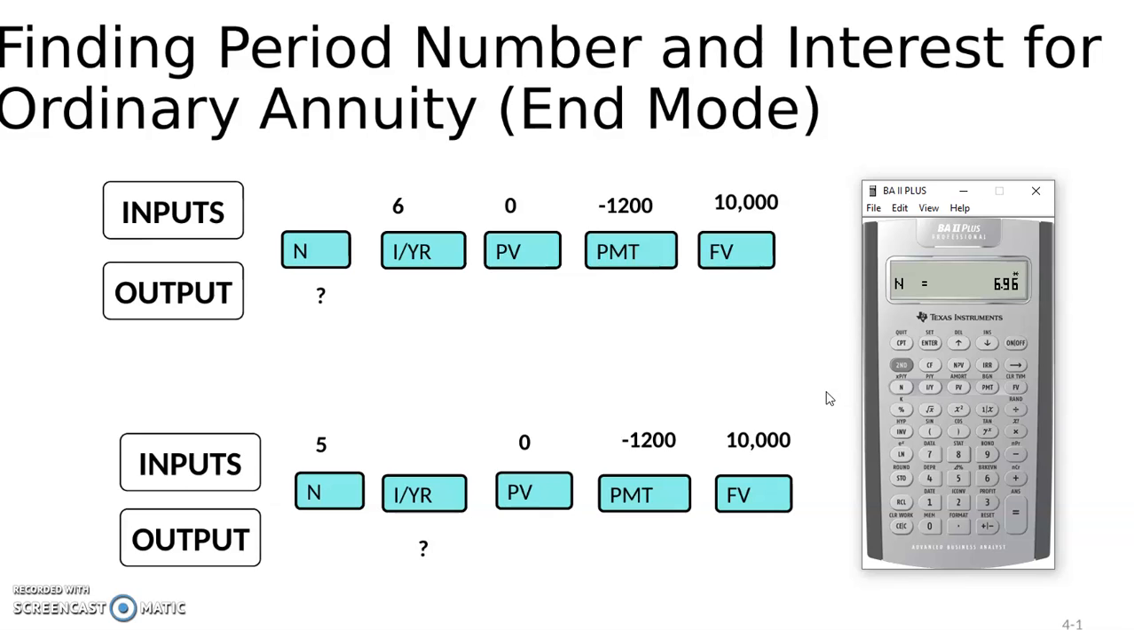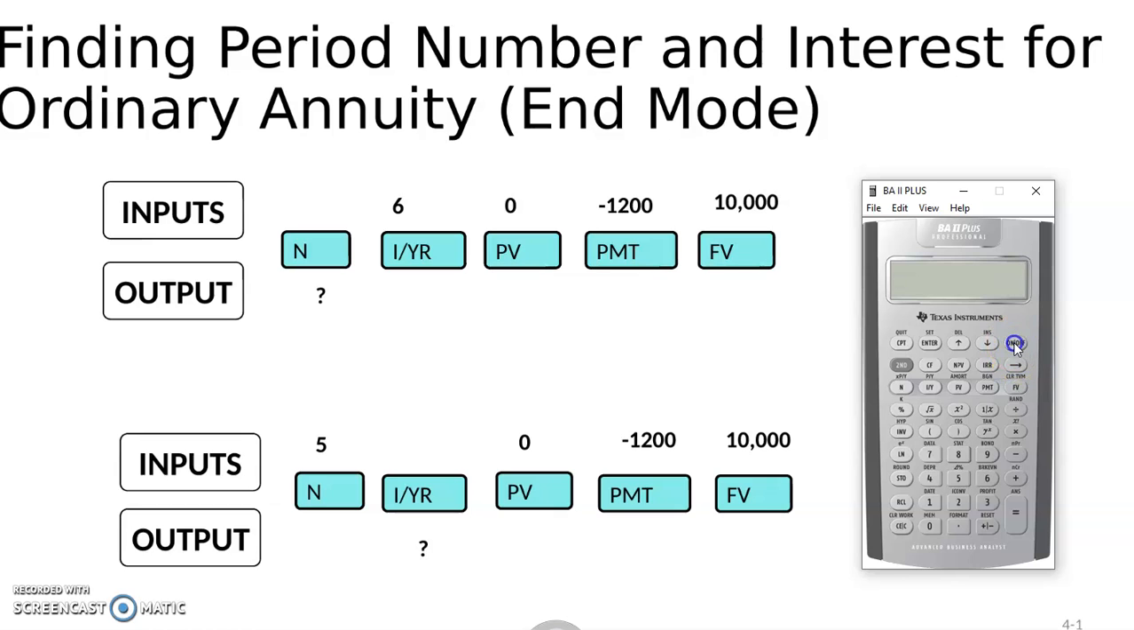Let's look at the next problem, which says that if I'm going to save $1,200 every year in the form of an ordinary annuity, meaning I'm saving this money at the end of the year, if I save for 5 years and I receive $10,000 at the end of the time period, or a time period equal to 5, what is the interest rate per annum?